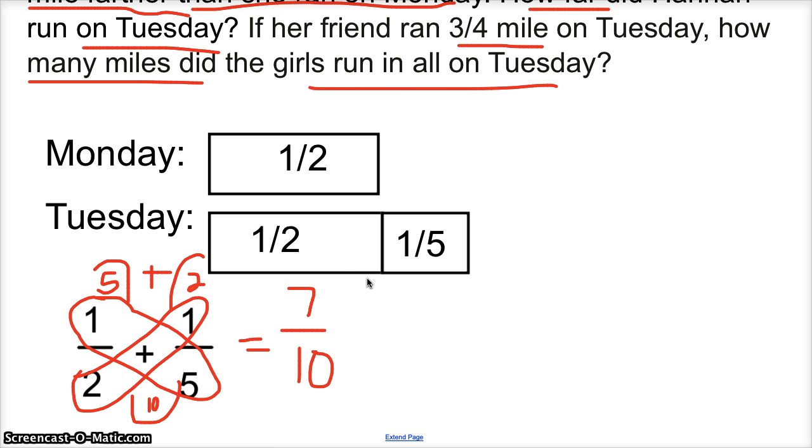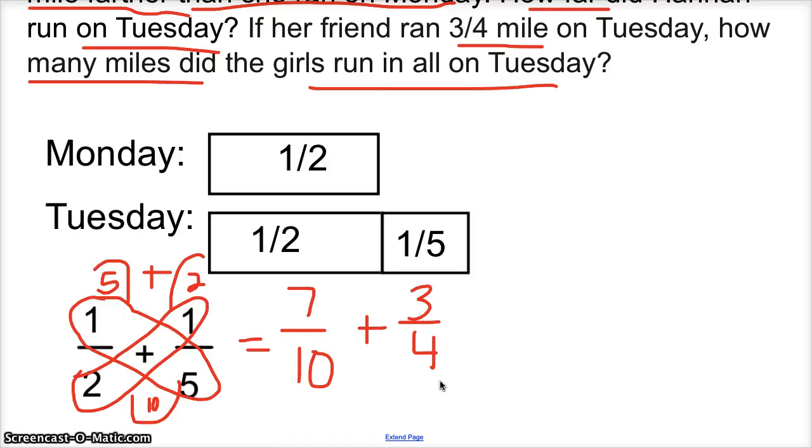But I'm not quite done yet, because if her friend ran 3/4 of a mile on Tuesday, how many miles did the girls run in all? So I have my 7/10, which is what she ran on Tuesday, and then her friend also ran 3/4 of a mile on Tuesday, and in all means total, adding it together. So I want to do 7/10 plus 3/4 to figure out what I've got going on.